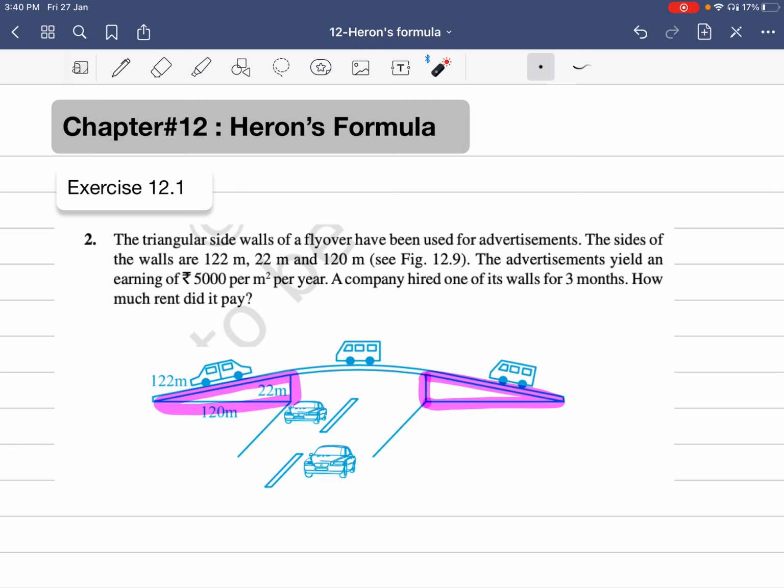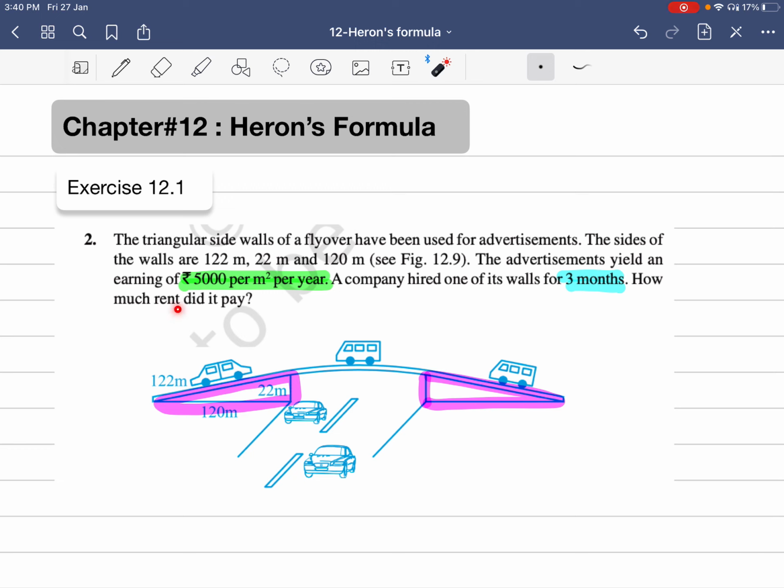Now, the advertisements yield an earning of 5,000 rupees per meter square per year. So this is an important piece of information. Now a company hired one of its walls for 3 months. Another important piece of information. Note, this rate is for the whole year, which is 12 months, and it was hired for 3 months.